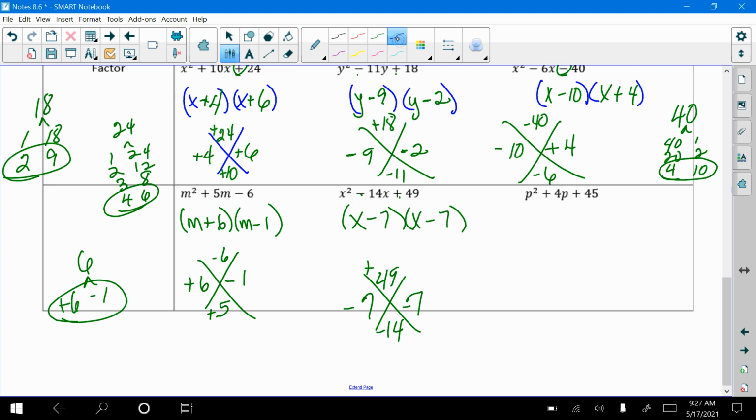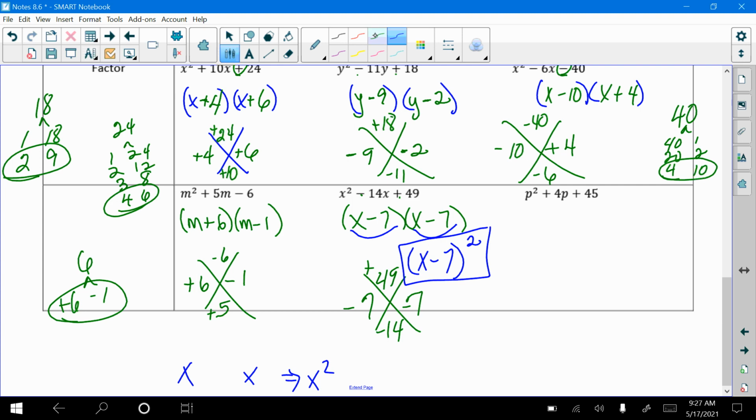Now, this one, because remember if I have an x and an x, that's the same as x squared, right? Well, I have an x minus 7 and an x minus 7. That's the same as x minus 7 quantity squared. Okay, I can write it that way. So don't let that confuse you.